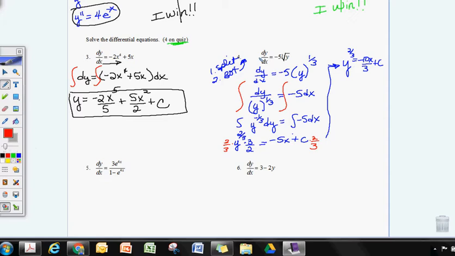Now, we need to get rid of this 2/3 power. So, to get rid of that 2/3 power, I could raise this side to the 3/2 power. That means this is also going to be raised to the 3/2 power. Technically, c would be also, but what's going to happen to that c? It's just going to stay c. So I end up with y equaling negative 10x over 3 raised to the 3/2 power, and you don't have to rewrite it in radical form, plus c. That would be my final answer. Sorry for that boo-boo, guys.